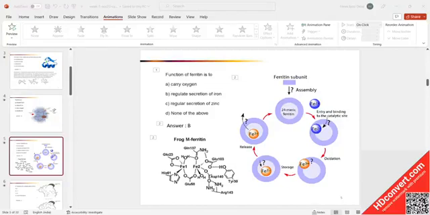Okay, so we can move to the next question. The metal ions responsible for nitrogen fixation by the enzyme nitrogenase are: the first option is cobalt and iron, copper and iron, tungsten and copper, and iron and molybdenum.